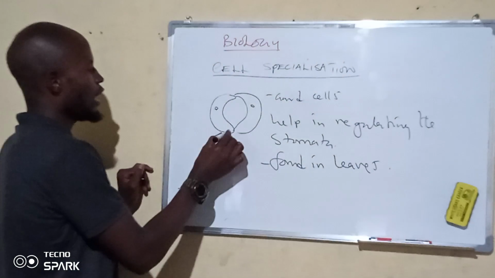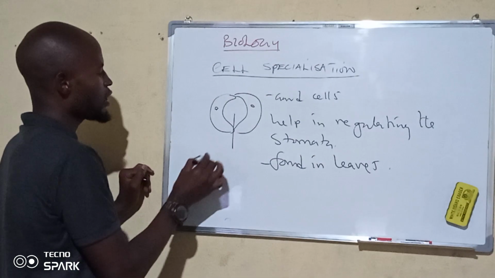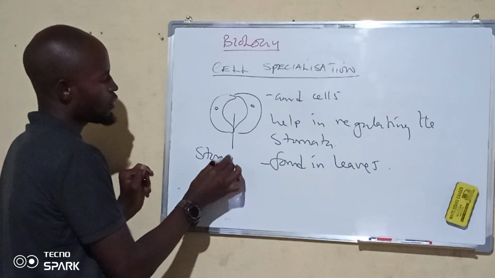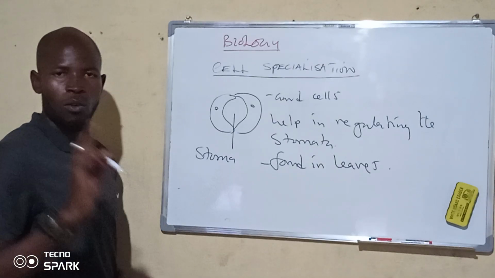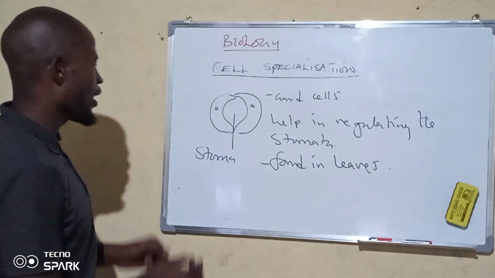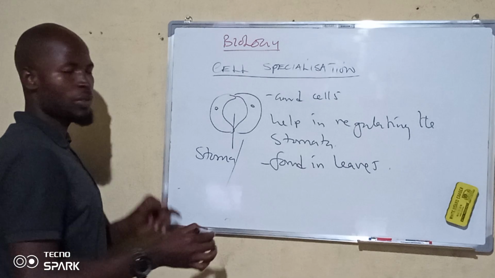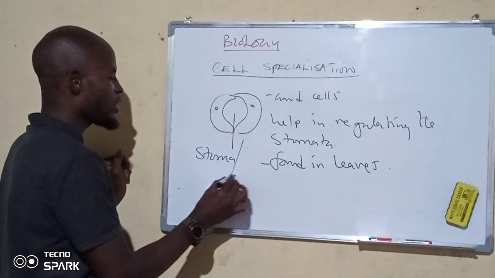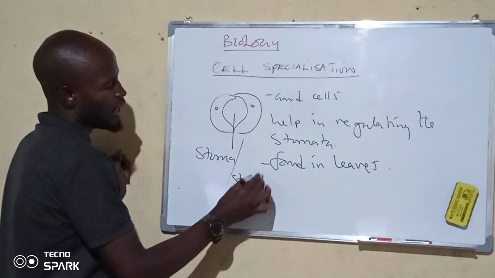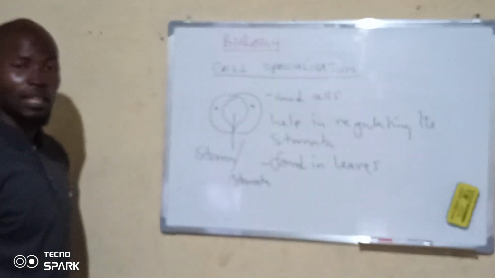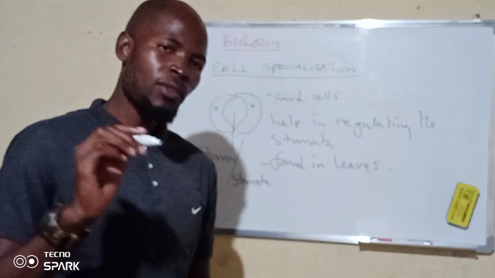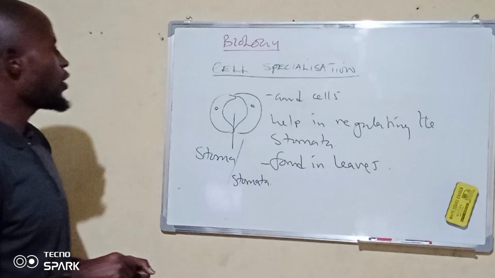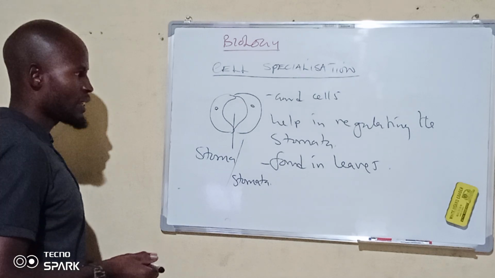So now we have this spacing which is known as the stoma. One simply means stoma. Singular, in English we say stoma, but if it is plural we say stomata.